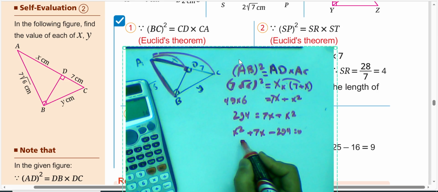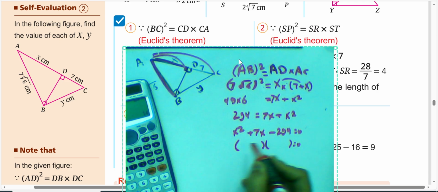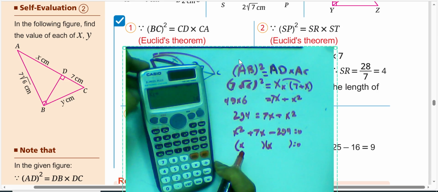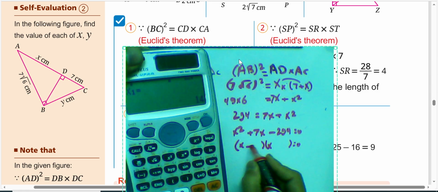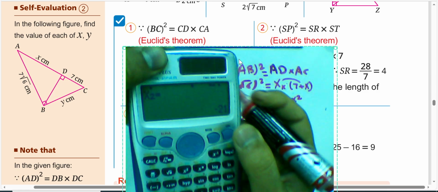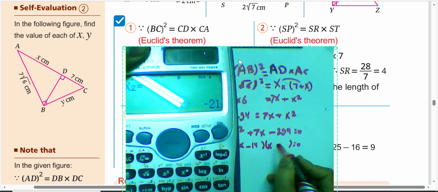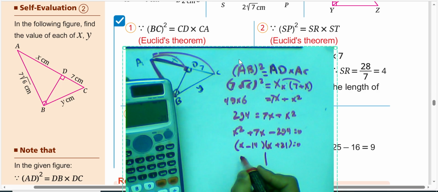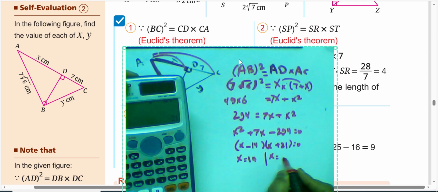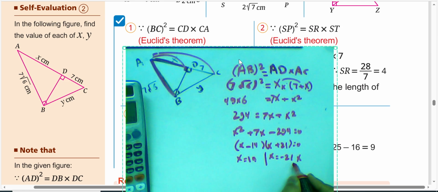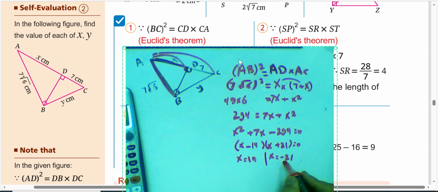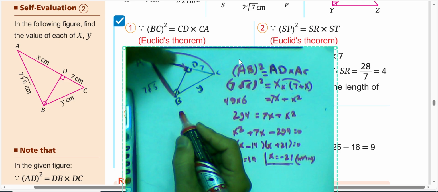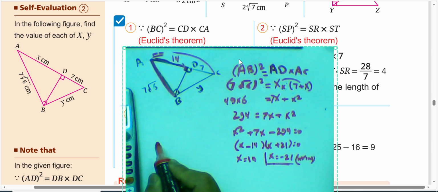The length of X will be 14, or you can write the factorization here, X times X, X power 2, and write 14 positive, write negative 14 in brackets, and then write equal to again. The result will be negative 21, it will be positive 21. In the method, you can use this calculator to factorize. Then we have two solutions, X will be 14 and X equal negative 21, undefined. Okay, it's a wrong answer. We can't choose negative 21, it's undefined. Then X will be 14, this line segment will be 14 centimeter.